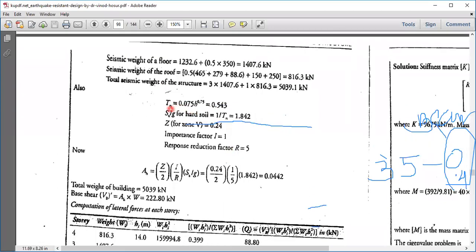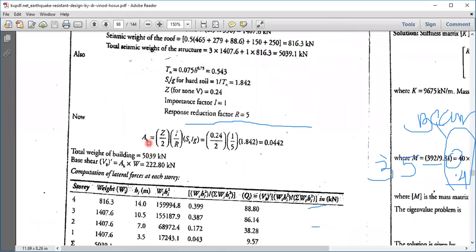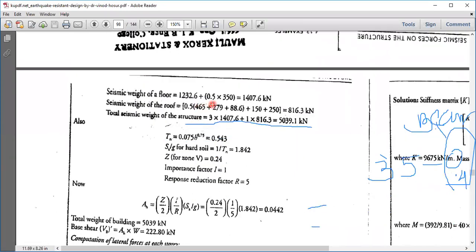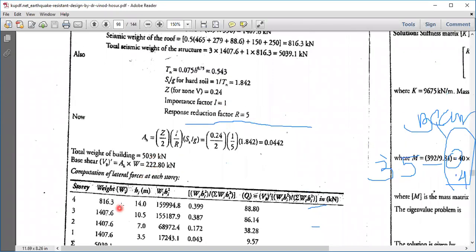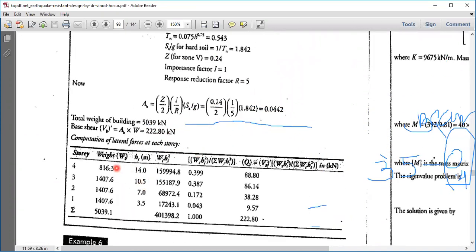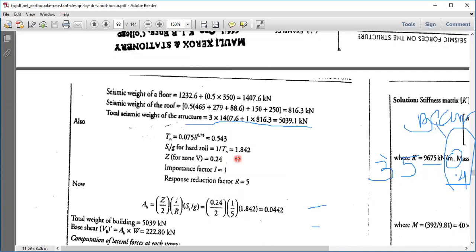Then using the natural period equation, get the value of Tn. For the equivalent static method, from the table for hard soil, 1 by Tn, you get the value of Sa by g. Substitute and get the horizontal seismic coefficient. Multiply it by the total weight that is calculated over here. You will get the base shear. Once you get the base shear, using the same table with weights and various heights, Wi into Hi square divided by the summation of that, get Q.